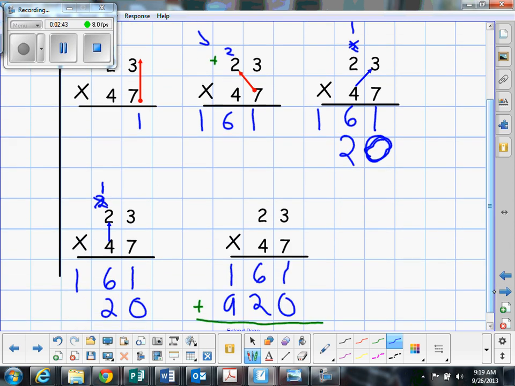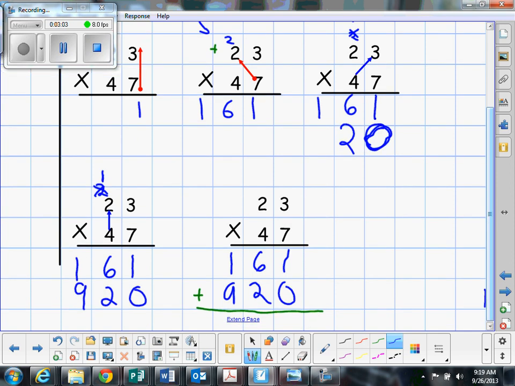Scrolling down, you move straight up. So first you go across with the 4 or 40, and then you go up. 4 times 2 is 8, but 8 plus 1, add that 1, ends up being 9. So we have 920. The last step with this multiplication is to add the two numbers below.